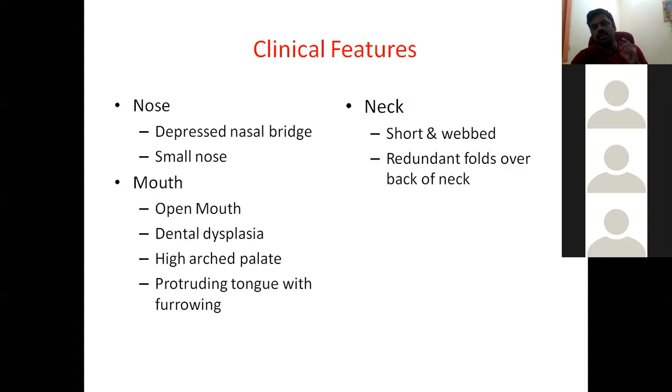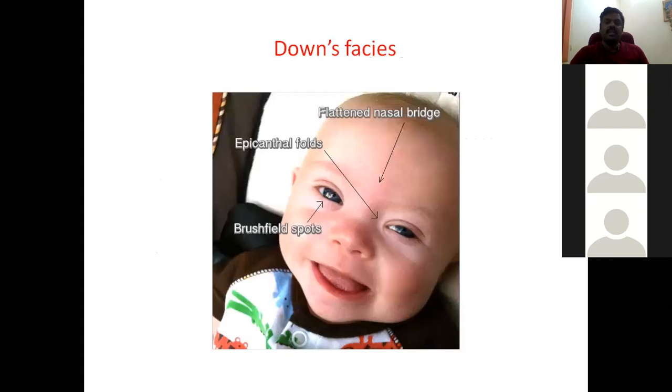In the neck, it is short and webbed. You can see the redundant folds over the back of the neck. This gives another important clue: the presence of nuchal translucency that we can see in antenatal diagnosis. So here you can see the Down's face. You see that the nasal bridge is flattened. You can see the presence of epicanthal folds, and you can see some white spots. These are Brushfield spots. So this is a typical Down's face.